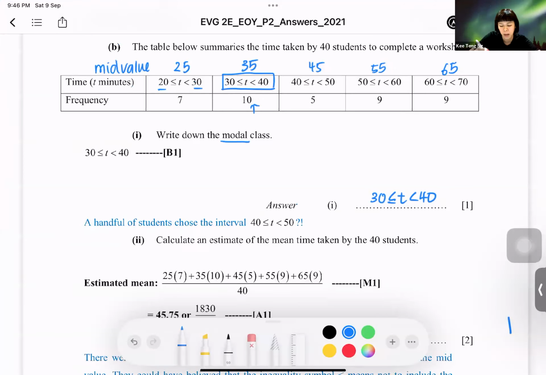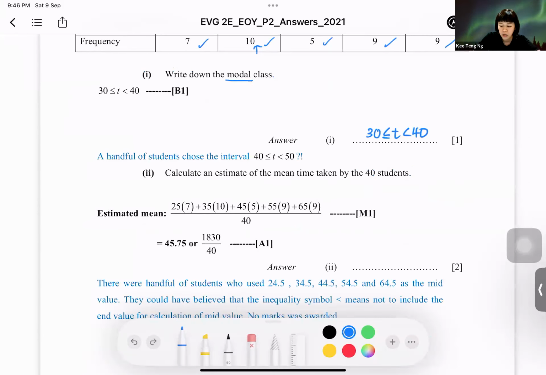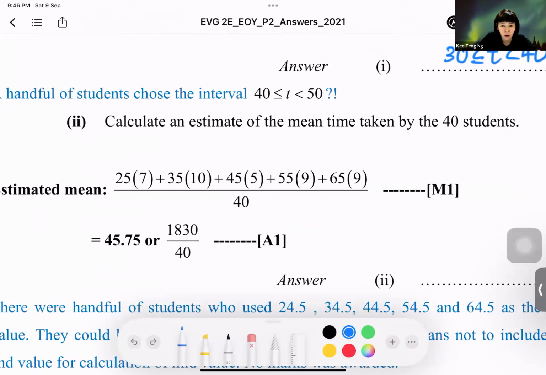Then multiply it with our frequency. So 25 times 7, 35 times 10, 45 times 5, 55 times 9, 65 times 9, and so on and so forth. We find the total. Divide by our total frequency, which is actually 40 students. Okay, or you can write 40. Show the working.